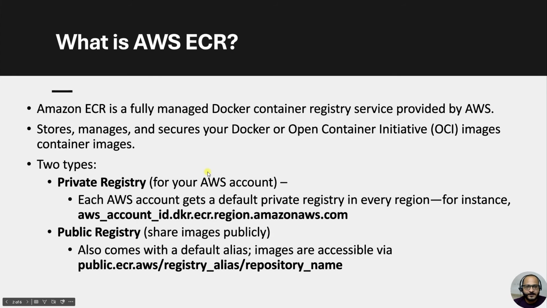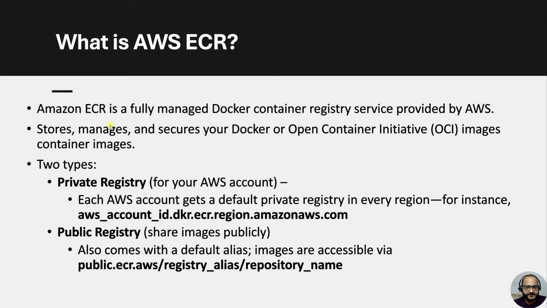So what is AWS ECR? AWS ECR is a fully managed Docker Container Registry service provided by AWS. In short form, AWS ECR is generally used to store our Docker images and OCI images. OCI stands for Open Container Initiative images. And we have two types of ECR which we will get as part of ECR services.